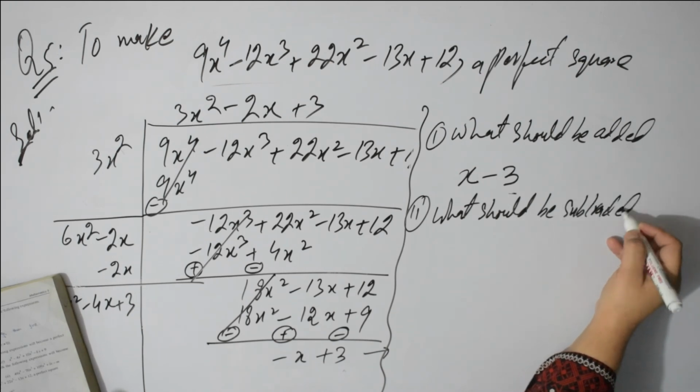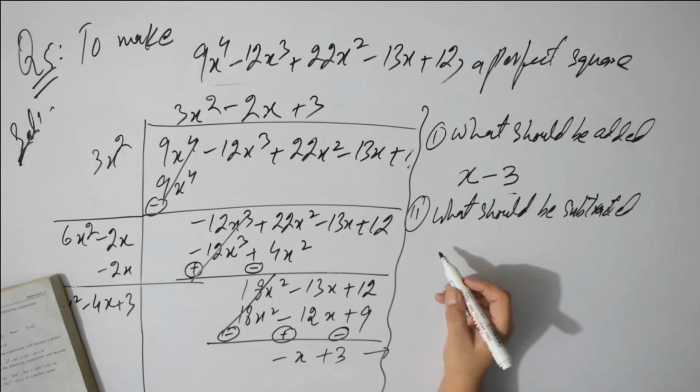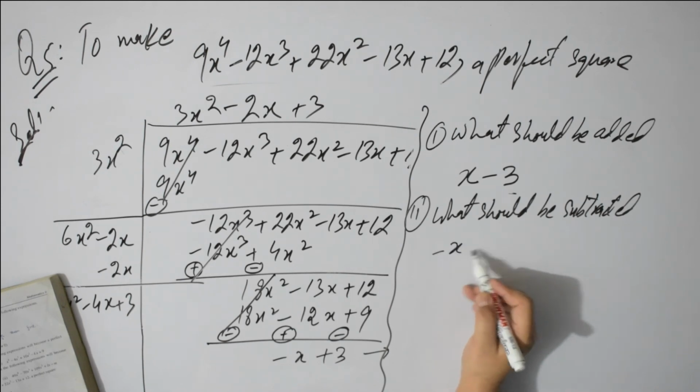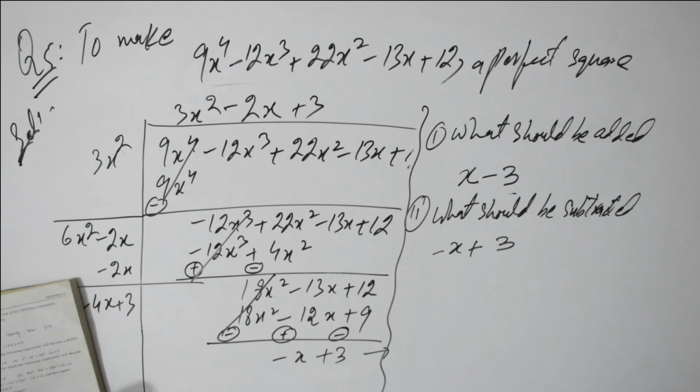Second question, second part: what should be subtracted from it so that this becomes zero? In subtraction, always remember that you will subtract the same expression. When you do the same expression, they cancel out. The sign changes in subtraction, not in addition. So here it will be minus x plus 3, this term should be subtracted.